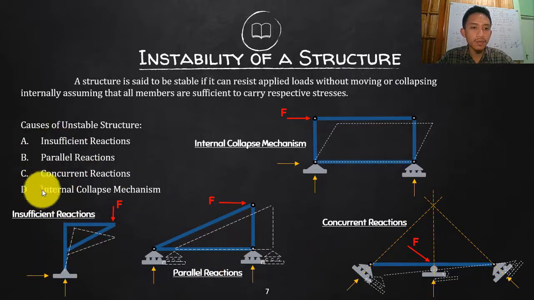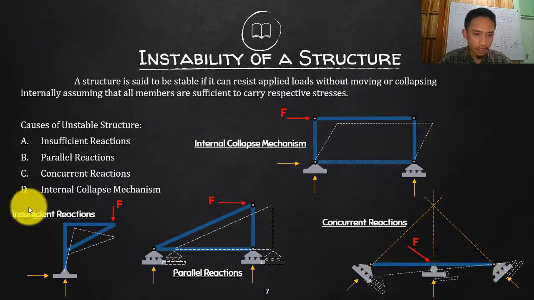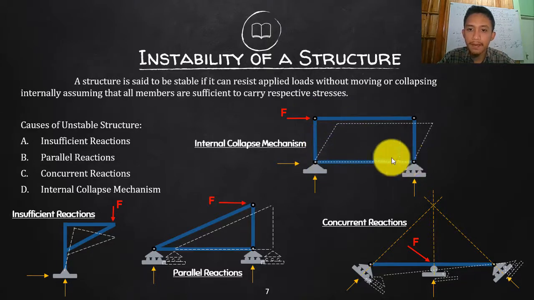But if we are now talking about the reaction of the members, the forces applied by the members to resist the force, let's talk about internal collapse mechanism. That is what I'm saying, collapse mechanism. If you consider this one, this could be a truss since it is connected by pins or hinges. If you look externally at the supports, there is resistance with respect to horizontal, so it will not move. There is resistance with respect to vertical, it will not move.